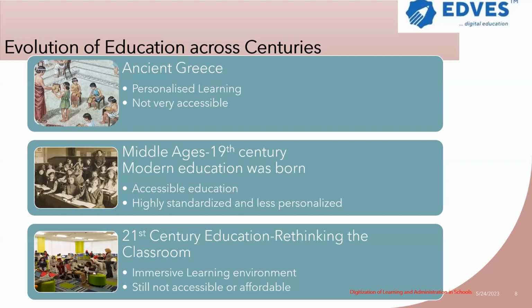Now, in the 19th century, modern education was born. We now had more accessible education, highly standardized, but less personalized. So you had a classroom like what we have currently in some public schools, where you have a classroom filled up with 100 students and one teacher teaching. Nobody cares whether you're learning or not, just learn. And then there's a standardized test at the end of the year, or end of the term, but it was less personalized. I think we still have that in a lot of places in Africa and Nigeria.